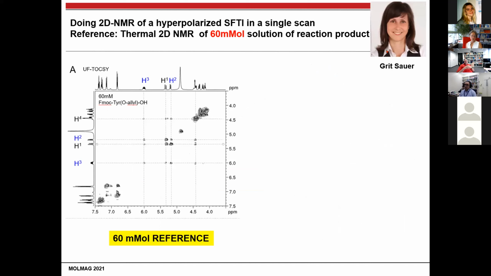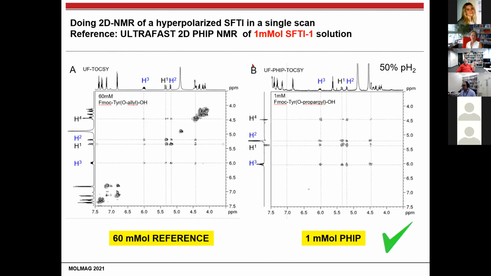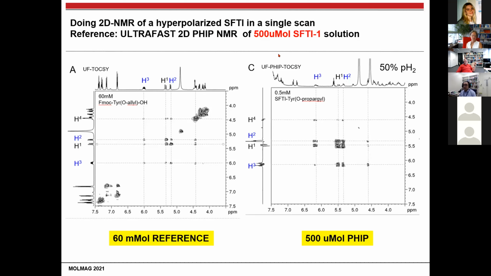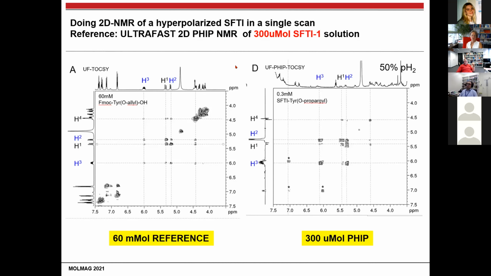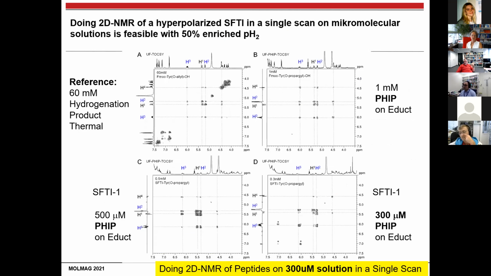Then Gerd started to optimize it and check how low we can go with concentrations and still get a single shot 2D NMR spectrum. This is just our reference from before, which was 60 millimolar. Let's go down to 1 millimolar, still works fine. Let's go to 500 micromolar, still works fine. Let's go to 300 micromolar, still works fine. So really we can get micromolar sensitivity in single shot NMR spectra with FIP. The technique really works, and you can go to relatively low concentrations and still get these spectra very fast.